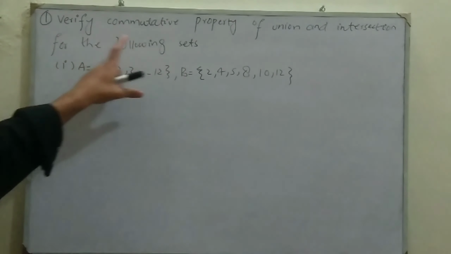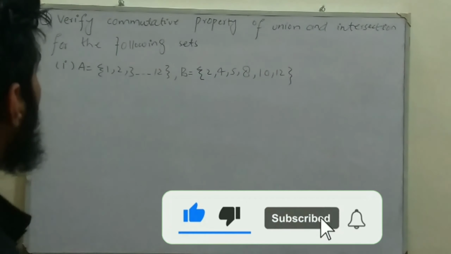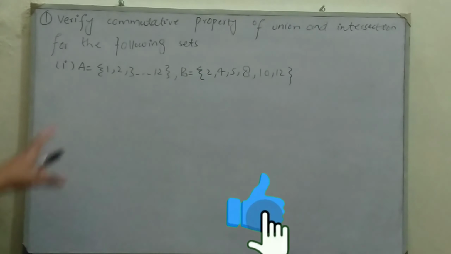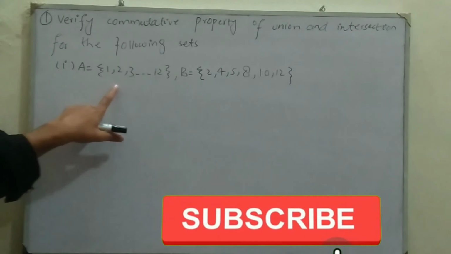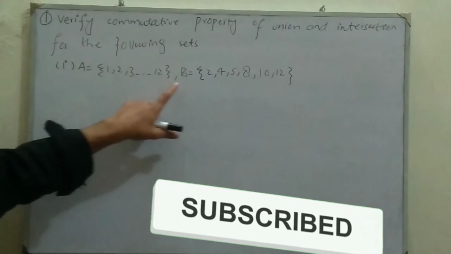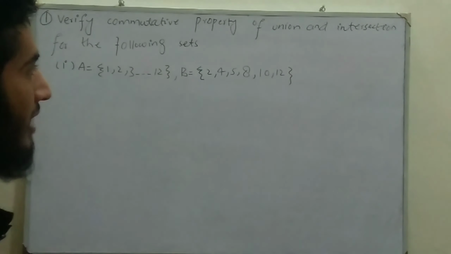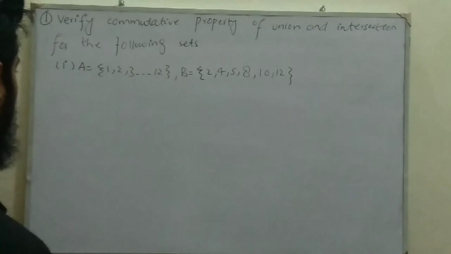It says: verify the commutative property of union and intersection for the following sets. There are 3 parts in question number 1. Part 1 says that if A is equal to {1, 2, 3, up to 12}, and B is {2, 4, 5, 8, 10, and 12}, verify the commutative property of union and intersection for the following sets.